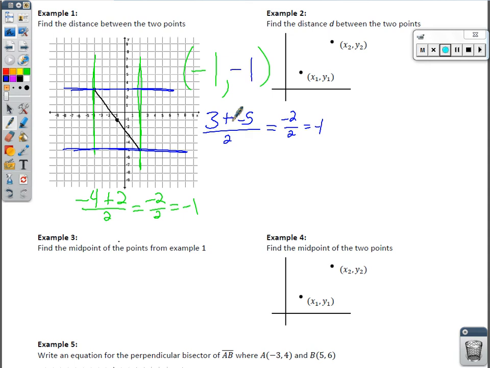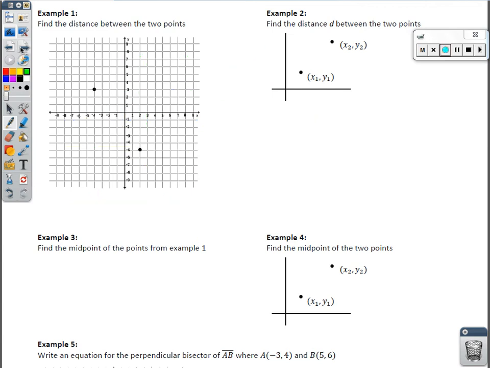And you can see that if I draw in that halfway point, -1, between the blue ones, that is a y value of -1. And if I look at the halfway point between the green ones, that's also an x equals -1. And the point where they meet right here, that is the midpoint of the segment. So, midpoint formula, you just average the x and y coordinates.